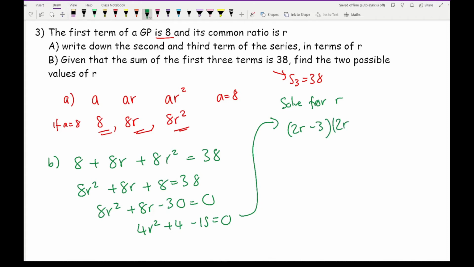And 2r plus 5. And there should be an r missing there, so let's put that there. And then from this all equals 0. So solving this, I get r equals 3 over 2 or minus 5 over 2. And there are my two values of r.